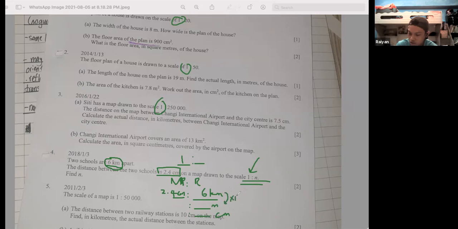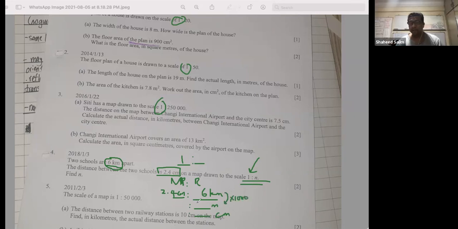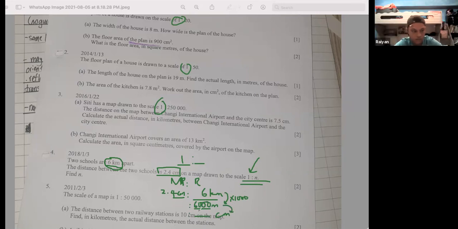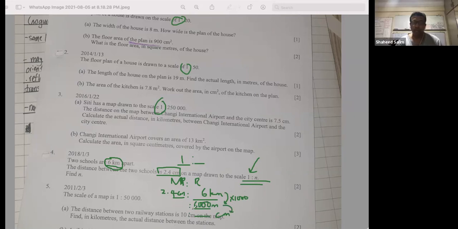1,000. So it becomes how many thousand? 6,000. So meter change to cm times by? By 100. Yeah, so now become what? Add another 20. You get 600,000, I think. Okay. So this is 2.4.